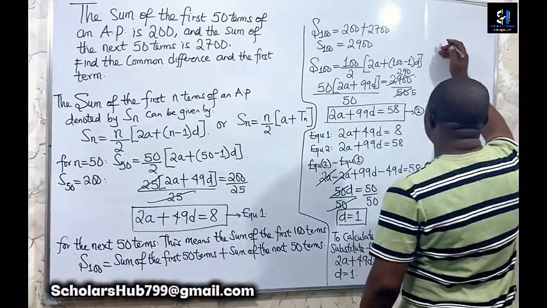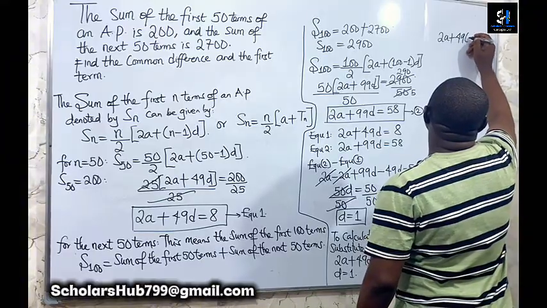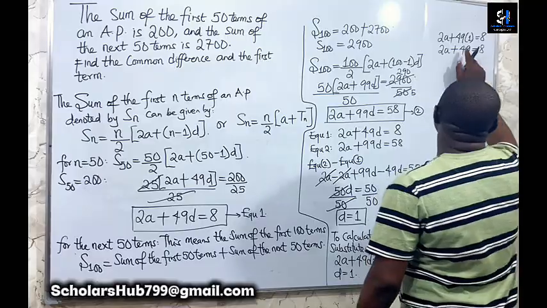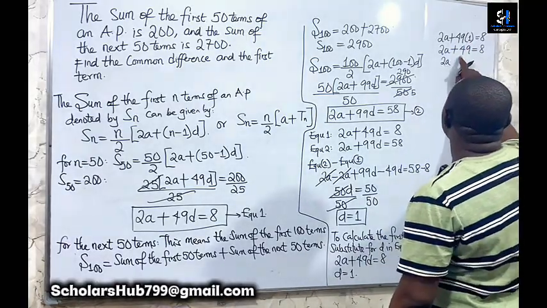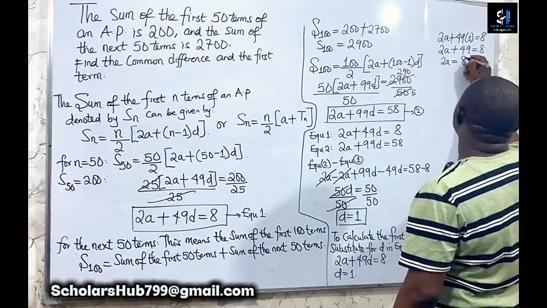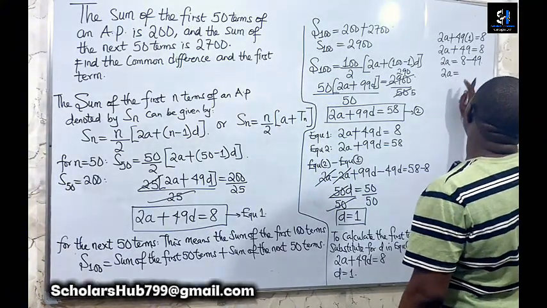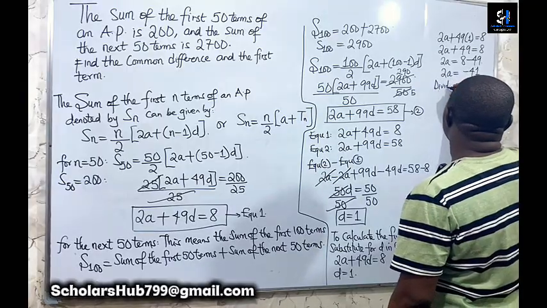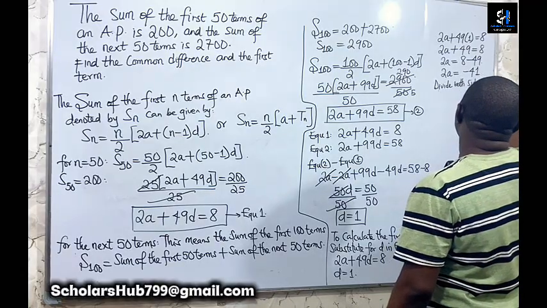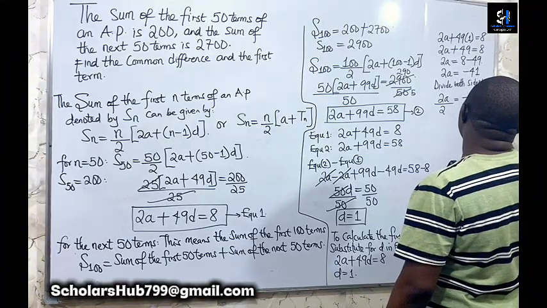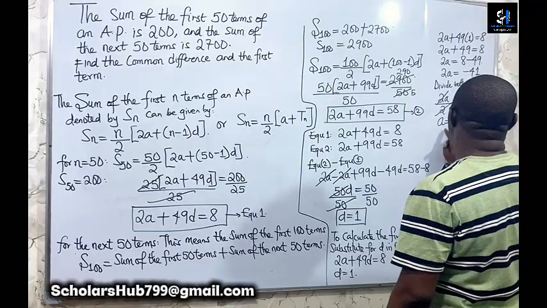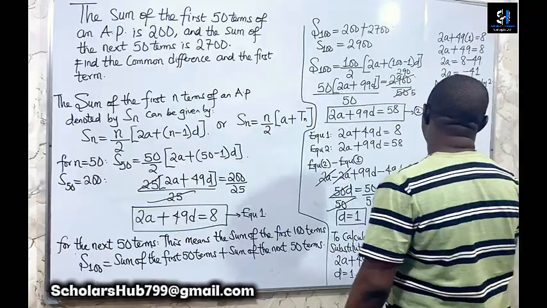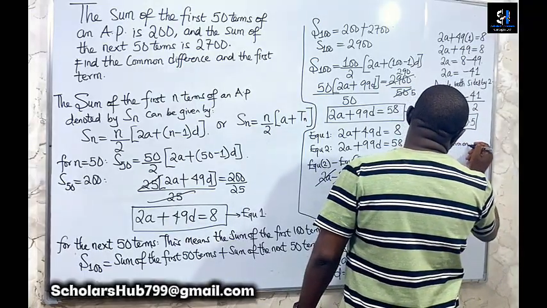So we plug in the value of d. We have 2a plus 49 times 1 equals 8, so 2a plus 49 equals 8, because 49 times 1 is 49. I'm going to carry this over to the right hand side so that 2a equals 8 minus 49, which is negative 41. Now divide both sides by 2, so a equals minus 41 divided by 2. Then the first term will be negative 20.5.